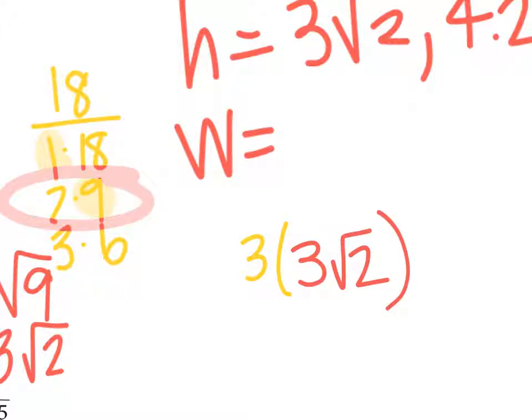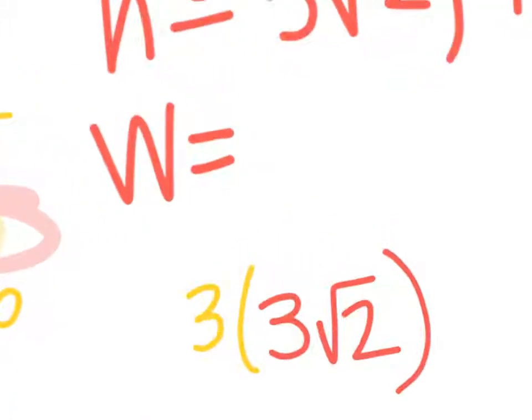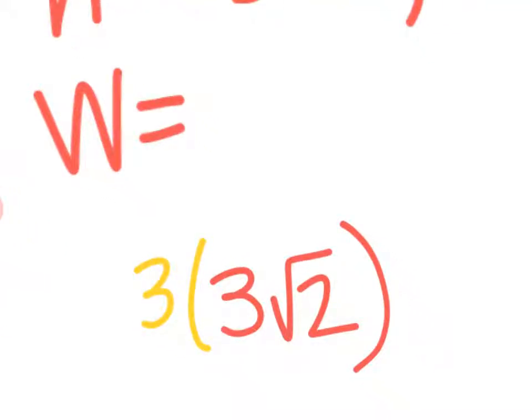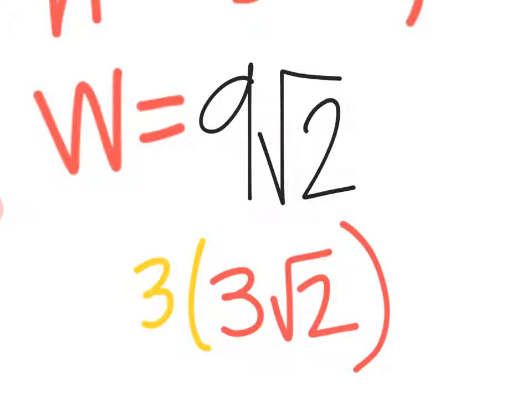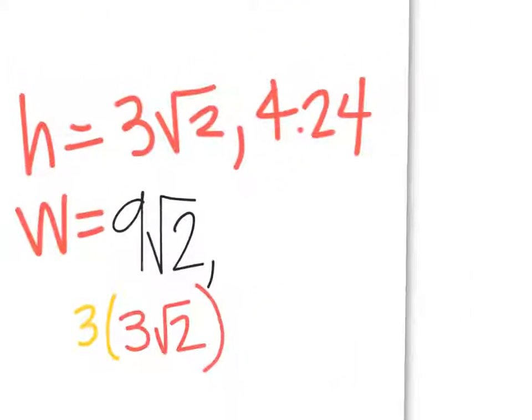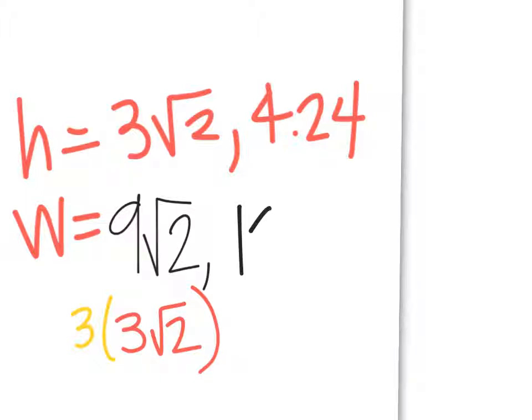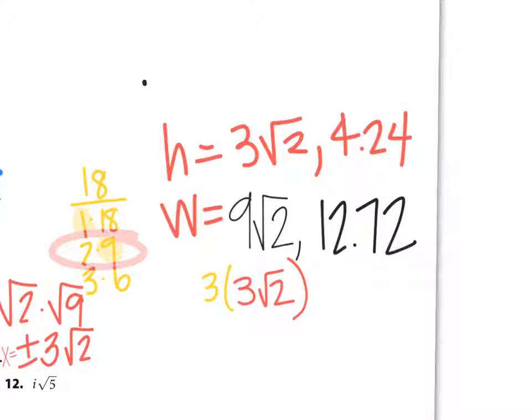So when I have this 3 times the square root of 2, what do I do with these two 3's? What is 3 times 3? 9. So that would be my answer, 9 times the square root of 2, which in decimal form would be 12.72. So that would be my entire answer for that whole problem.